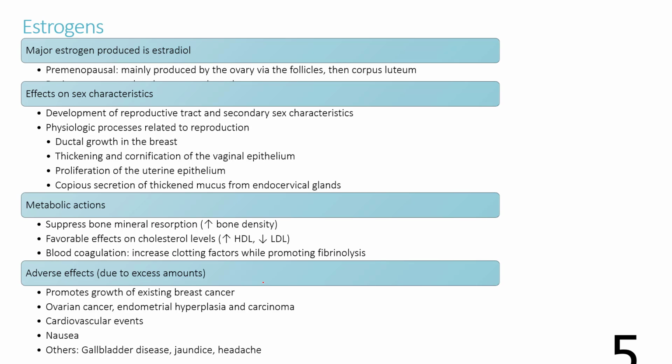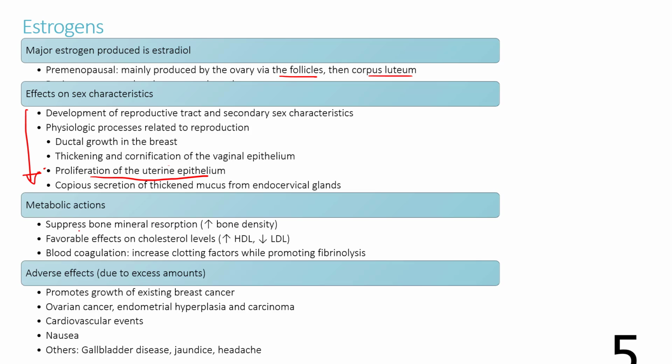All right, so in terms of estrogens, the major estrogen produced is called estradiol, and it's produced by the ovaries via the follicles and then the corpus luteum after ovulation occurs. Effects of estrogen on sex characteristics are listed over here. It's involved in proliferation of the uterine epithelium, so that's the endometrium, and it's also involved in secretion of mucus from the endocervical glands.